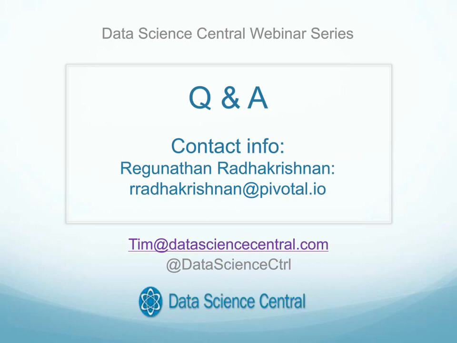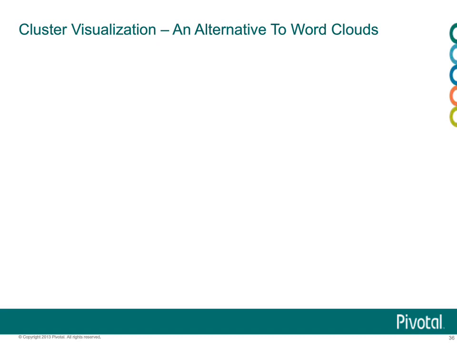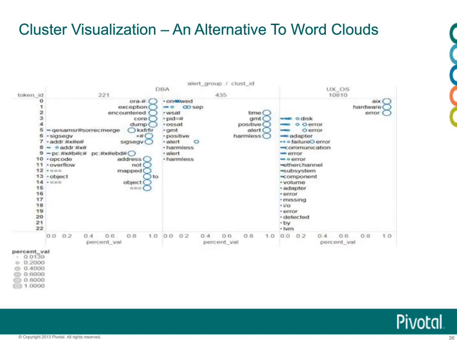Okay, very good. Our next question is, how did you assign the business meaning to the selected clusters? That's a good question as well. So that goes back to the cluster visualization. Let me go back to slide 36. For example, let's look at the third cluster, which is easier to look at.